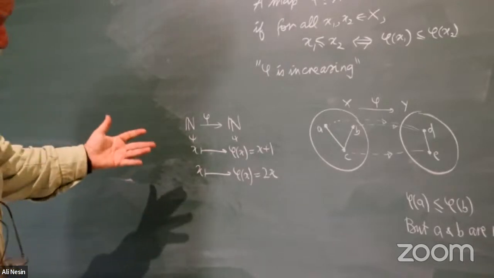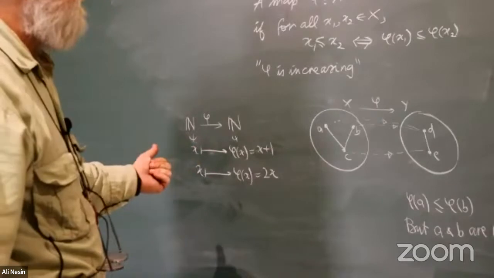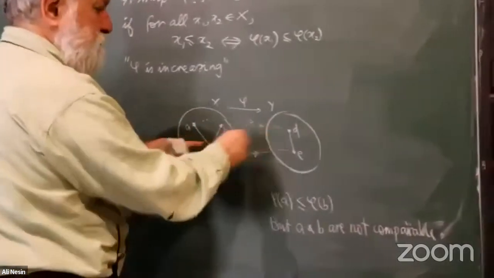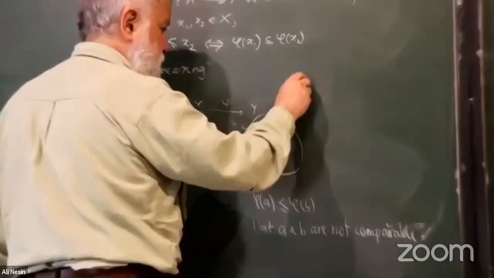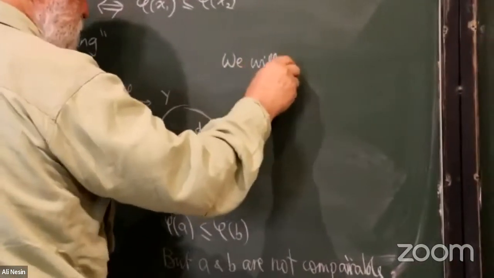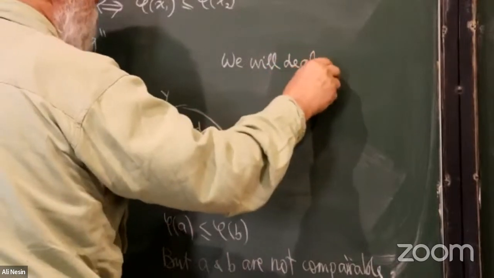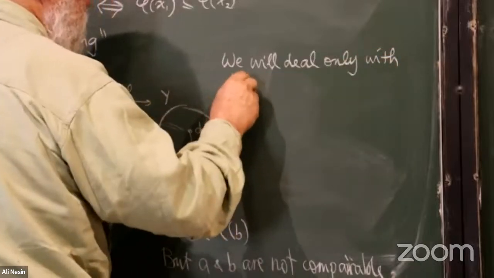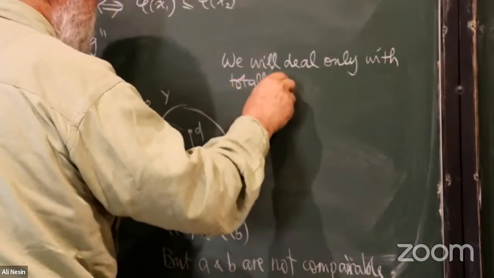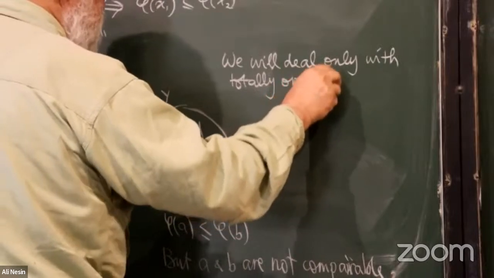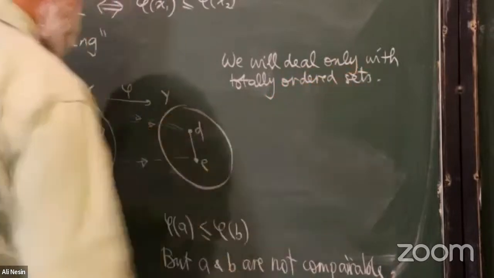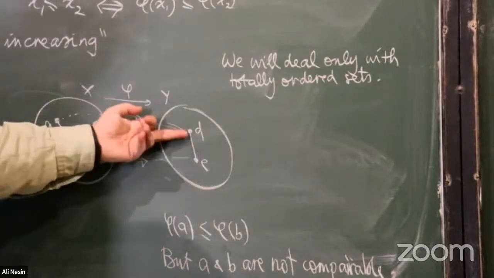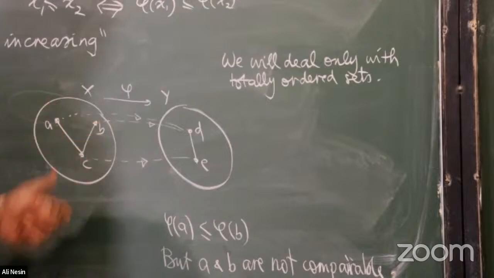We will mainly speak about totally ordered sets. So we will not deal with sets like this. We will deal only with totally ordered sets. So this is totally ordered, of course, but this is not because A and B are not comparable.